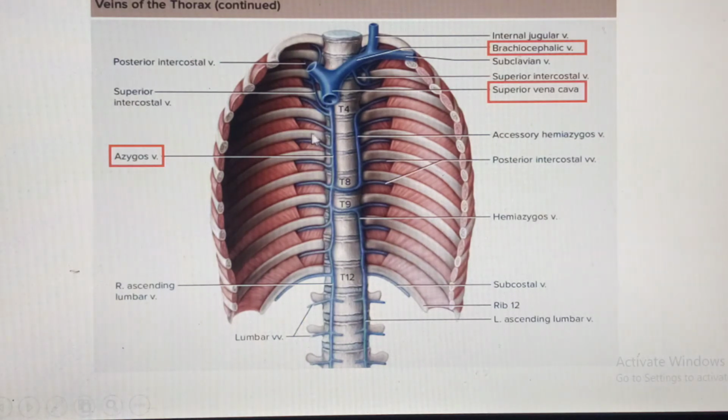Now, the point is that, as I said, the azygos vein serves as a connection between the inferior vena cava and the superior vena cava. We said it arches and opens into the superior vena cava at the T4 vertebral level. So that is what I want you to know. But sometimes the accessory azygos vein and hemiazygos vein may combine to open directly into the azygos vein.